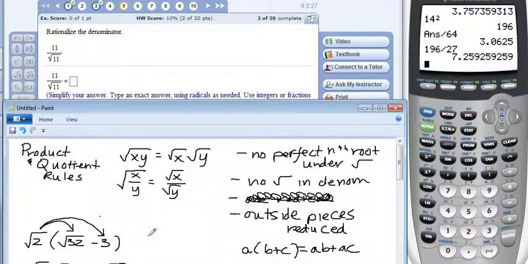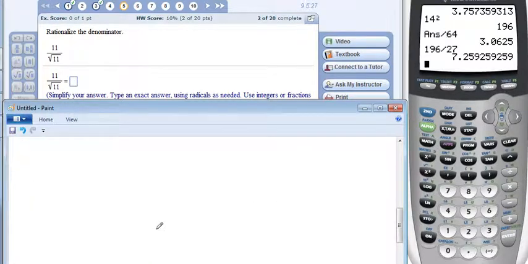Okay? So if I have this, I can always multiply this by 1, right? I can multiply anything times 1 and I don't change the value. But 1 can come in many forms, right?